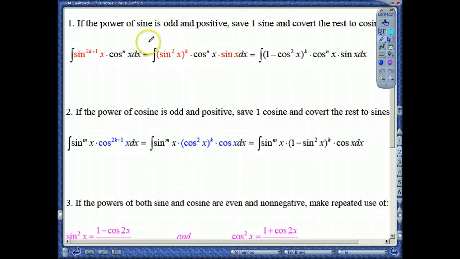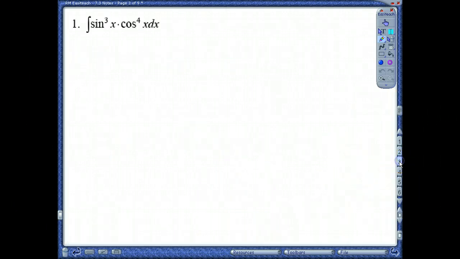So this next slide has part of your notes. Number 1, what are you going to do if the power of sine is odd but positive? Number 2, what are you going to do if the power of cosine is odd and positive? Number 3, what are you going to do if the powers of both sine and cosine are even and non-negative? Please read through your notes because we're going to get started on our first example.